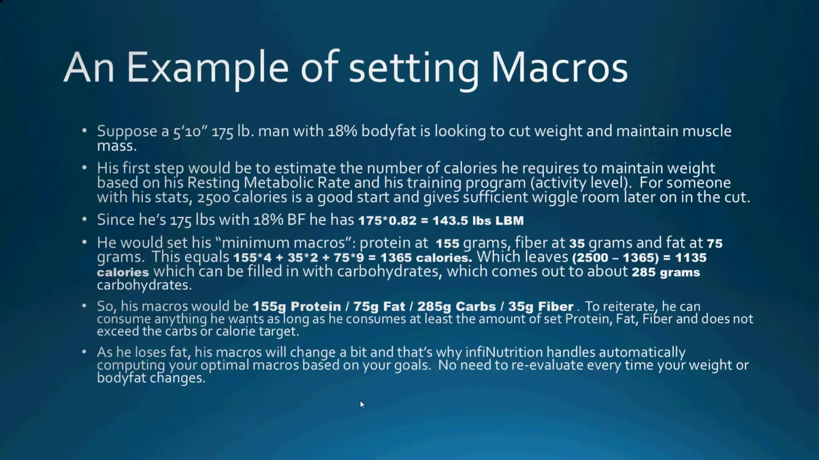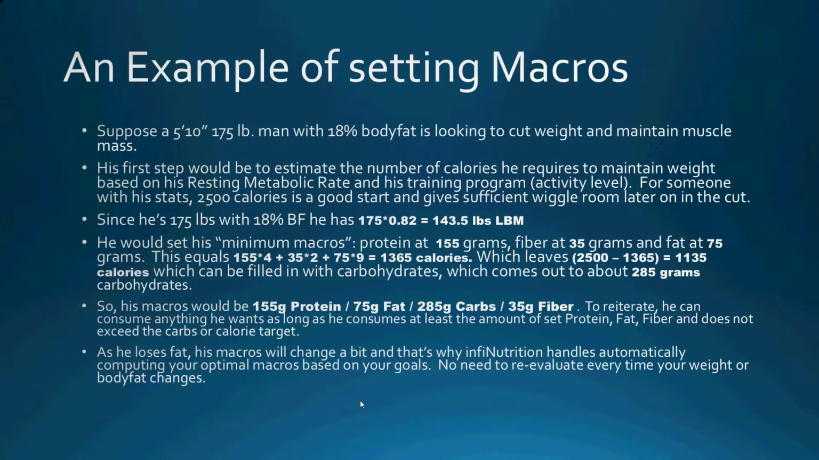Then I'd compute his LBM, which turns out to be close to 145 pounds. Then I'd set his minimum macros, so I'd set protein at around 155 grams. He'd probably go higher, like 155 to 185 grams would be optimal. Fiber at 35 grams and fat at 75 grams. Probably go a little bit lower, 65 to 75 grams fat, but I want to go under 65.